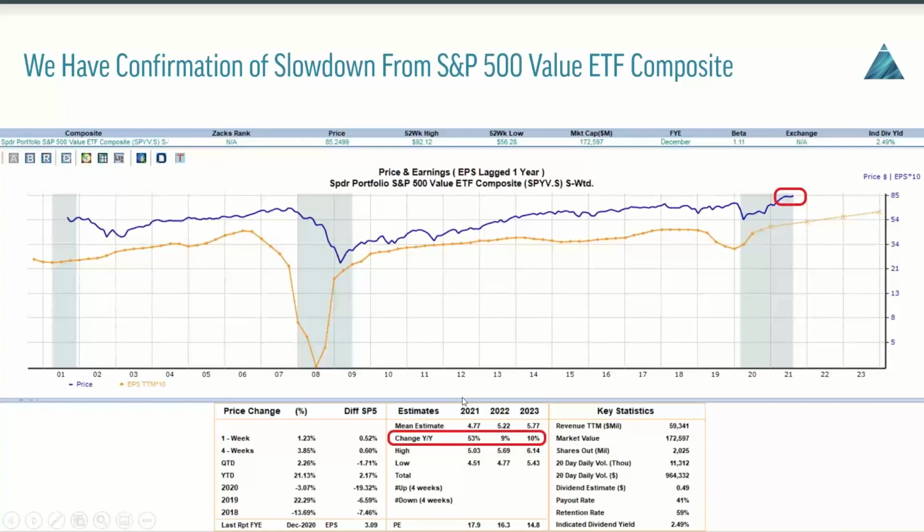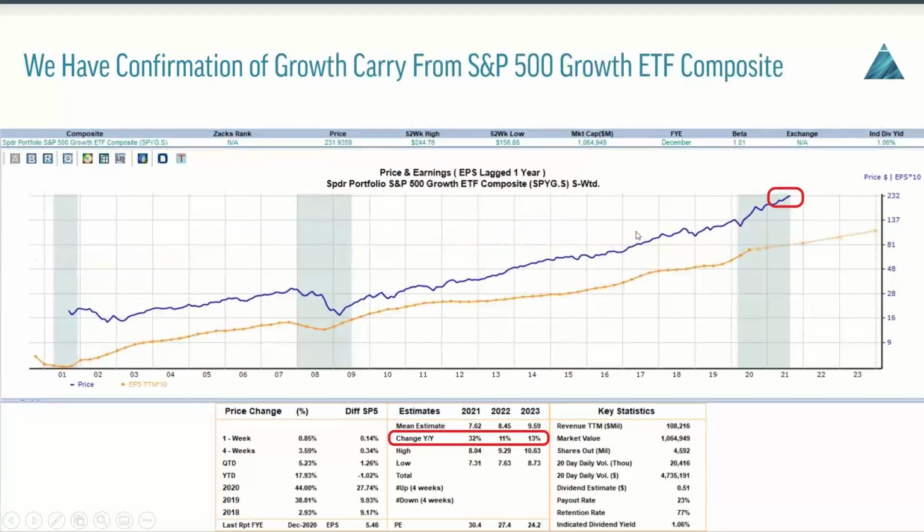Keep in mind that in the cyclical basket, we eliminate all of those sectors. It's a true pulse of the U.S. industrial economy minus those tilt sectors. So you can see 53% to 9%. Again, confirmation of that slowdown in the value group.